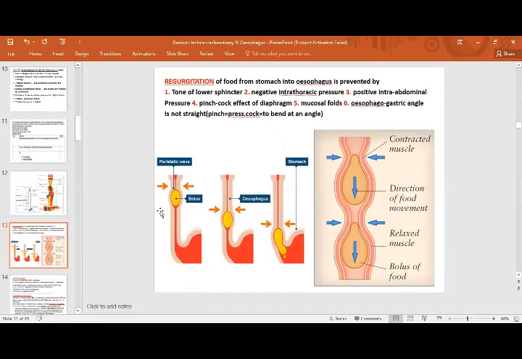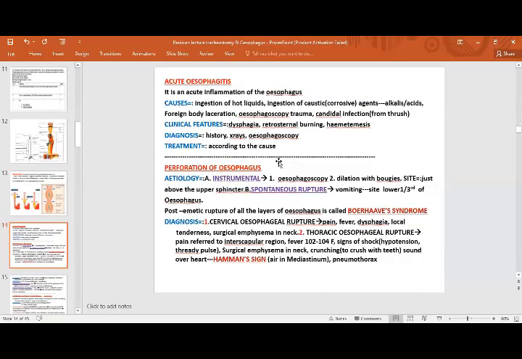Now, the function of the esophagus is passage of food, and there are, of course, 2 sphincters present, the upper esophageal sphincter and the lower esophageal sphincter, and these sphincters constrict and relax during our peristaltic movements. So there are different clinical conditions associated with the esophagus, one of which is acute esophagitis.